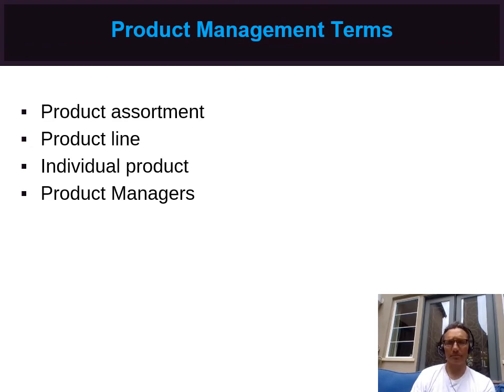And then obviously your third bullet point there, you have individual products. So product assortment is everything; product lines are categorized and managed by product managers; and then your individual products, which is one individual product. An individual product at Jack in the Box would be our Jumbo Jack. So the Jumbo Jack is an individual product, and it's within the hamburger product line.